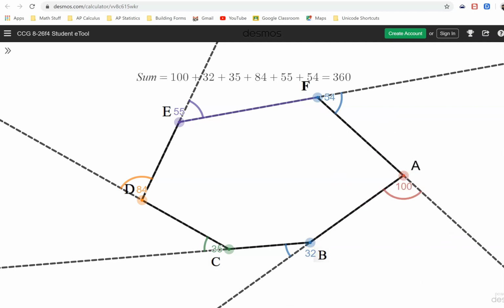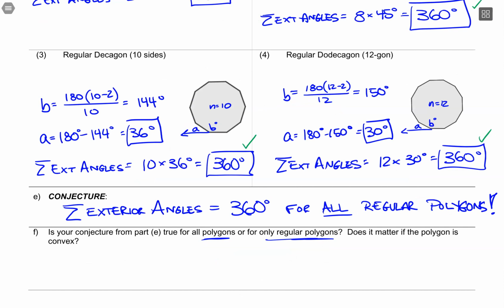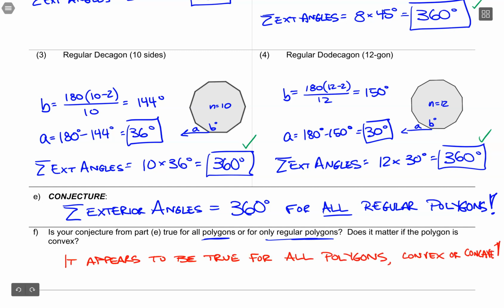Okay, so let's jump back and finish up over here. Is our conjecture from part E true for all polygons? And I would say this. It appears to be true for all polygons, convex or concave. So what I want to do now is go back up to the conjecture I made in the previous statement, and I don't even need the word regular there anymore because that is true for all polygons.